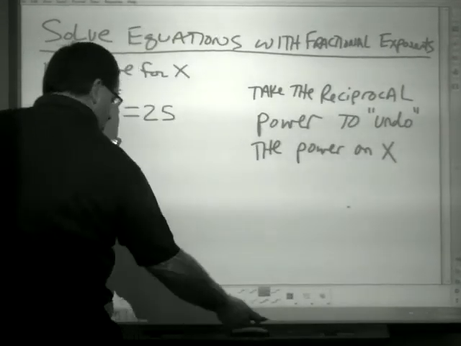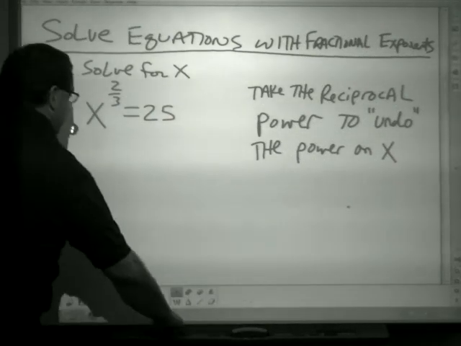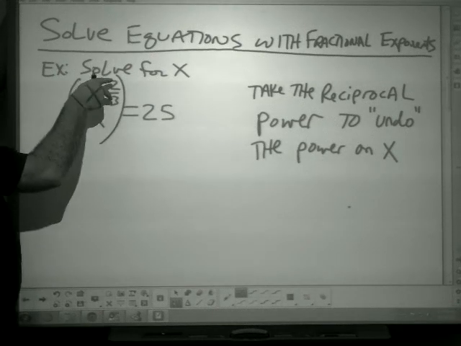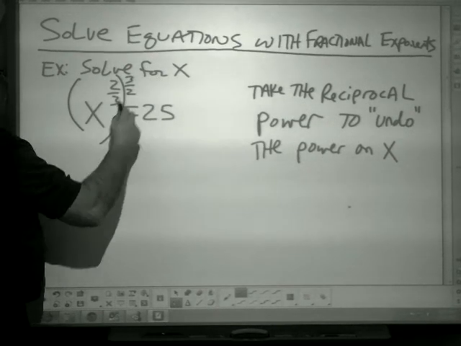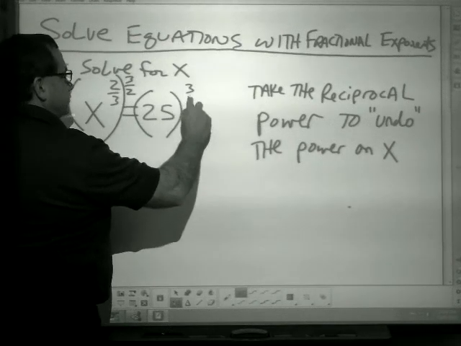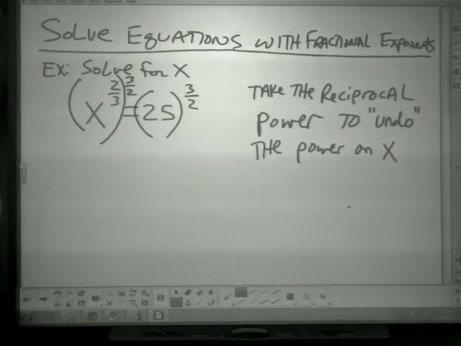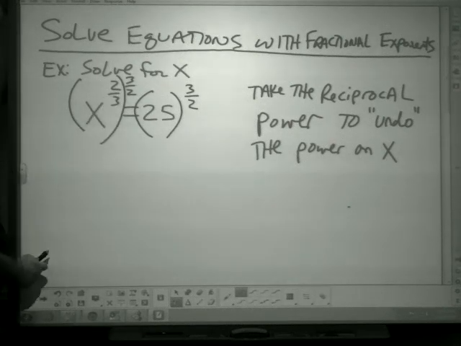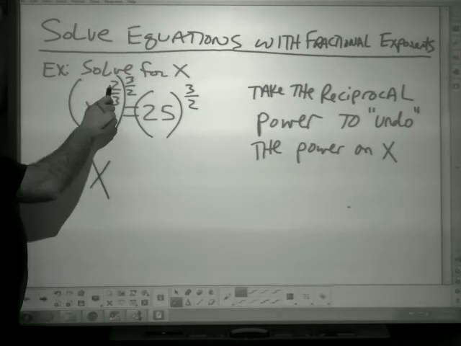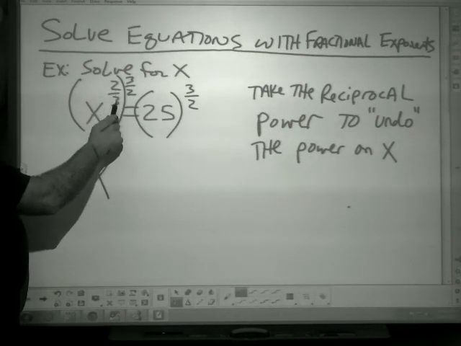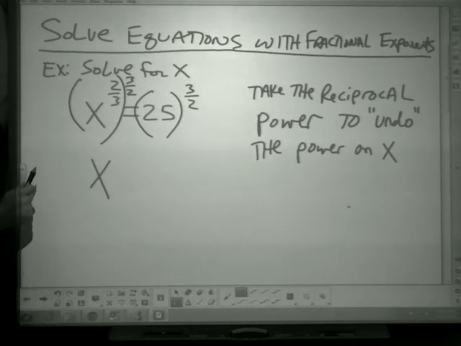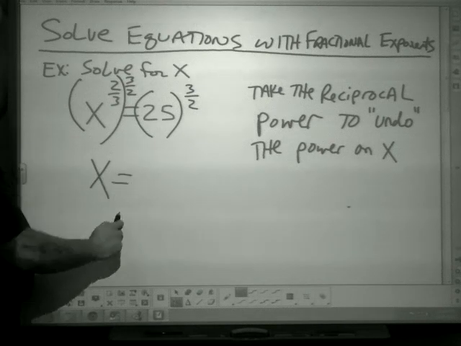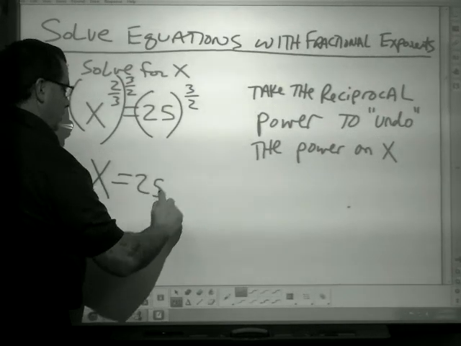to undo it. So we're going to raise both sides to the reciprocal of 2 over 3, which is raise it to the 3/2. We're taking the reciprocal power. So x to the 2/3, the reciprocal is 3/2. So now I have x to the 2/3 raised to 3/2. An exponent raised to an exponent, you multiply, and these would reduce to just x. Equals 25 to the 3/2.